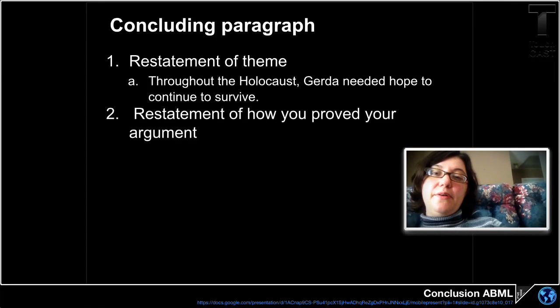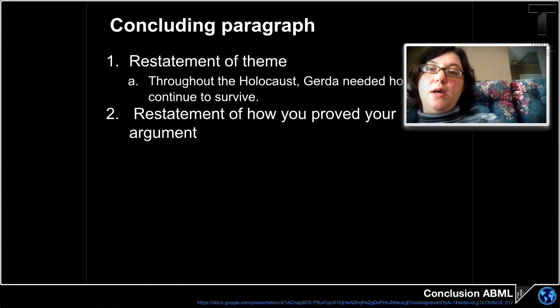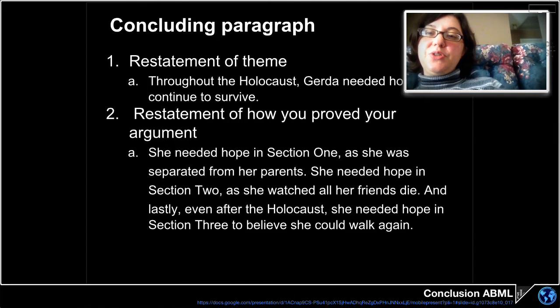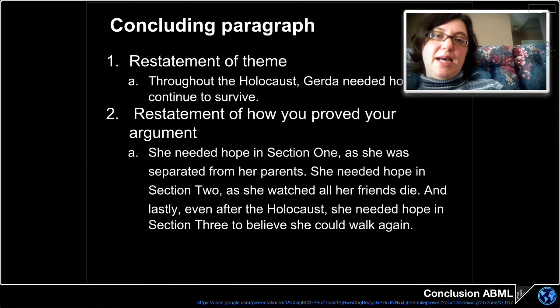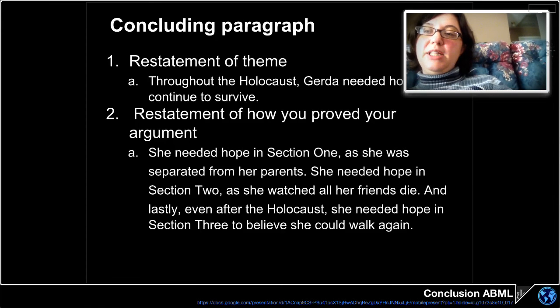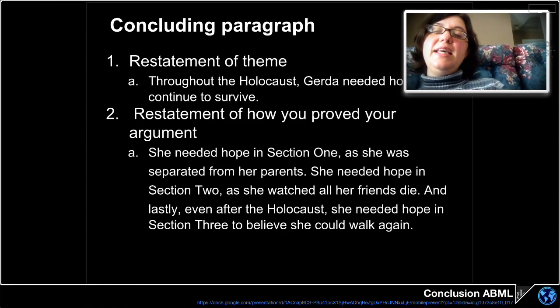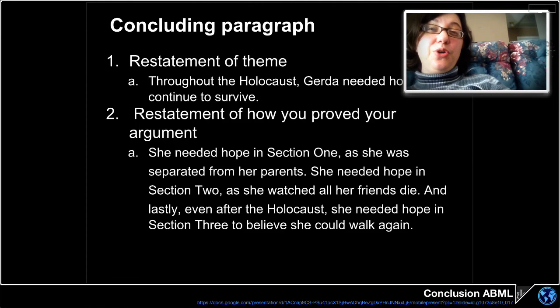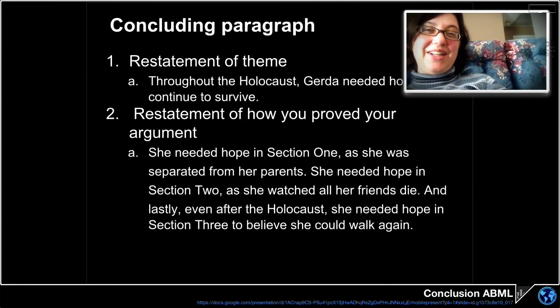Next, you want to have some restatement of how you proved your argument. So, let's take a look at what this looks like. She needed hope in section 1 as she was separated from her parents. That's how I proved my section 1. She needed hope in section 2 as she watched all her friends die. And lastly, even after the Holocaust, she needed hope in section 3 to believe she could walk again. So these kind of remind the reader what my 3 statements were, what my 3 pieces of textual evidence were, without restating them exactly the same.